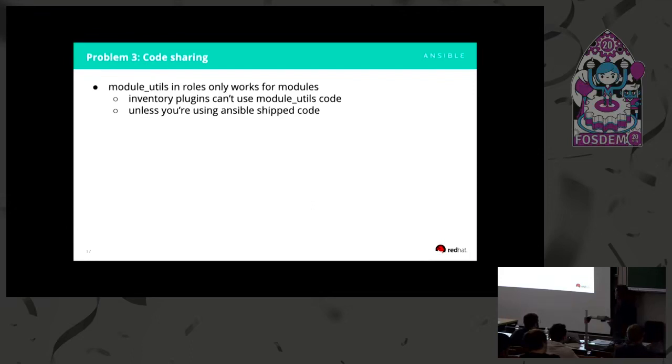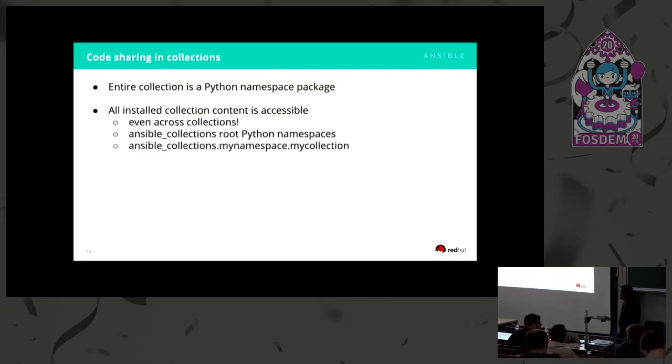So in future, Ansible core would be a stripped down version, and most of the content will be moved out of Ansible and into collections. So this code sharing problem will be solved by collections. In an inventory plugin, if I have to use something that is defined in module utils, I can't do that. And unless the code is shipped with the Ansible core distribution, I cannot use it in my roles.